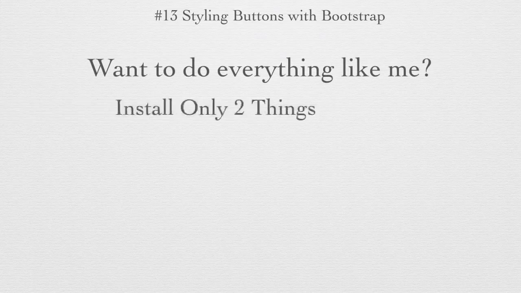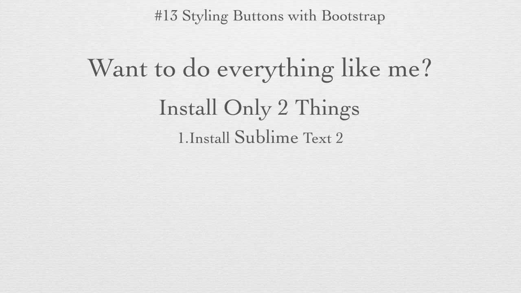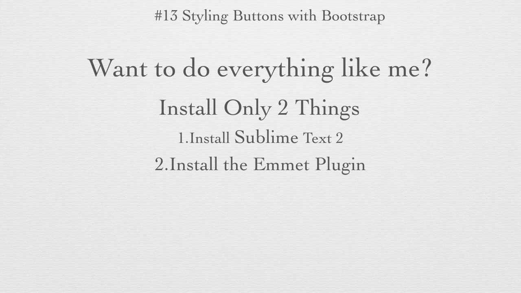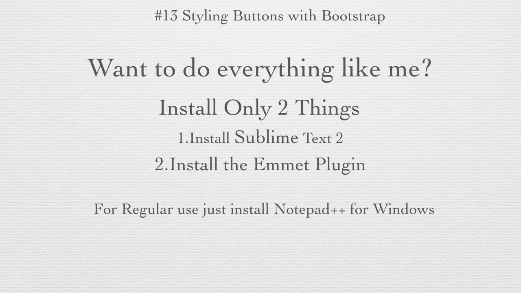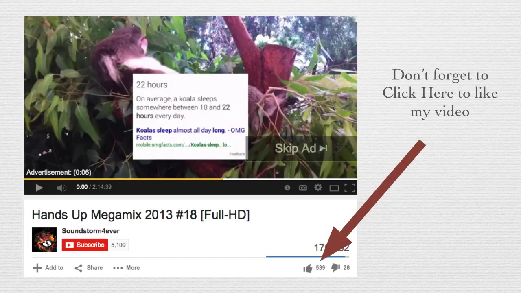Now, if you want to do everything like me, I use Sublime Text. You can use whatever code editor you want. I also use the Emmet plugin, which makes my coding very fast. For those of you that installed Sublime Text and your 30-day trial period expired and you haven't bought the software, you can use Notepad++ for Windows, or Text Wrangler for Mac. These are code editors, what you use to write code with. It's very simple to install. I also have videos showing you how to do this if you go back to the first video.